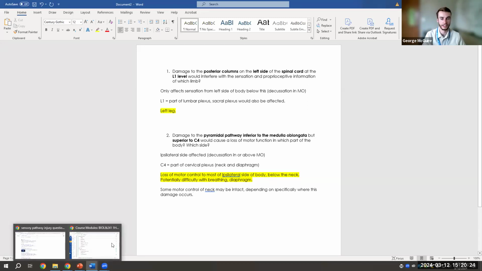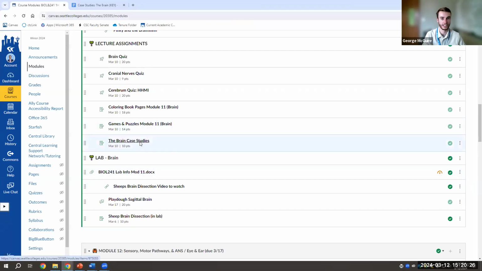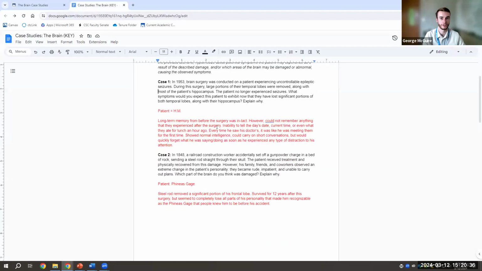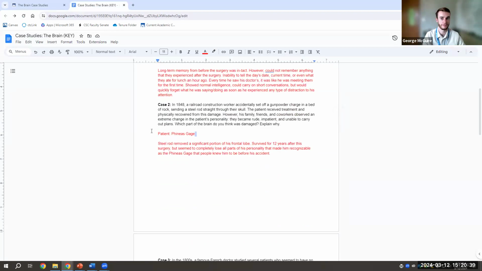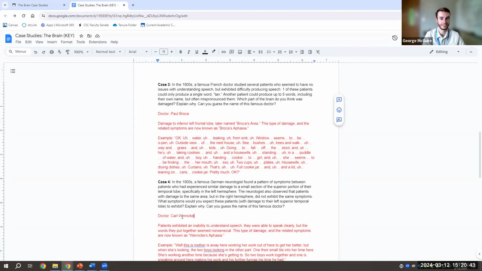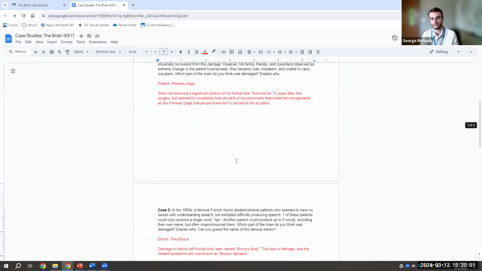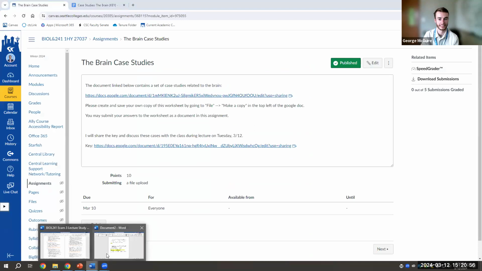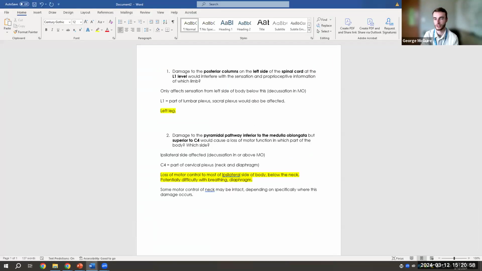For the brain case studies, like I mentioned at the beginning, the key is in the assignment now. So if you want to go see what the key is for this, what the famous patients and doctors were. This was the famous case study of HM. This is Phineas Gage. 3 and 4, we're talking about Paul Broca and Carl Wernicke. I don't expect you to know their first names unless you looked it up, but you might have been able to tell that that was Broca and Wernicke. So check that out, even if you didn't do it. It's kind of cool to see those things. Those are some major cases that changed our understanding of how the brain works.